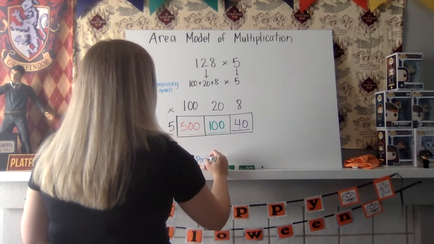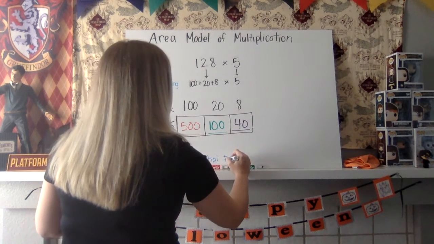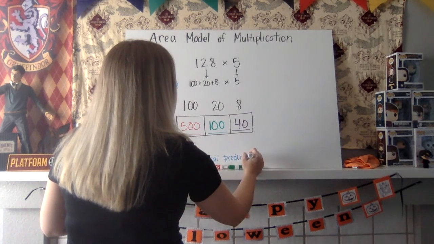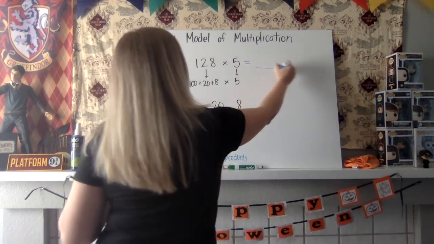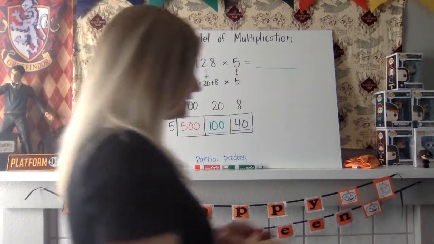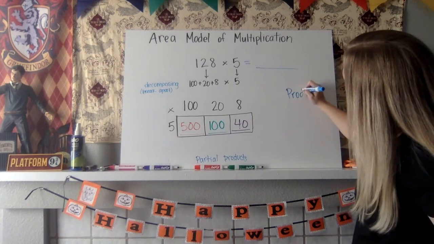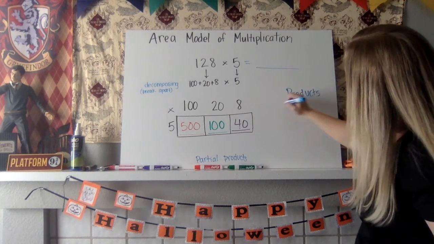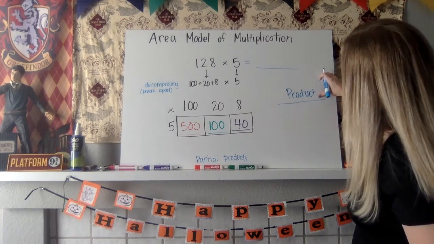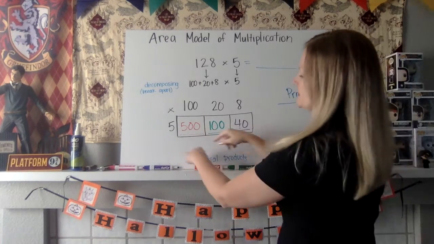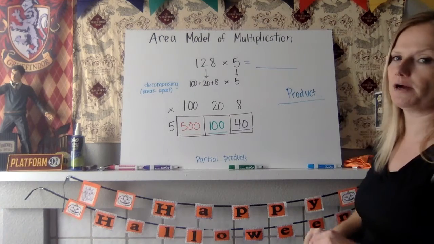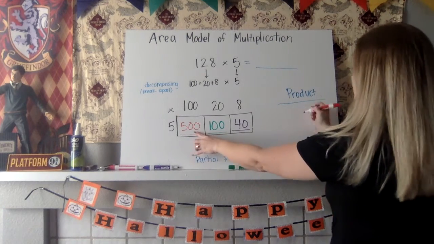partial products. But we actually need to get our answer. We need to get our full product. So now what we do is we add together those numbers. All right, so we're going to take our numbers from these boxes from our area model and we will add them together. So 500.